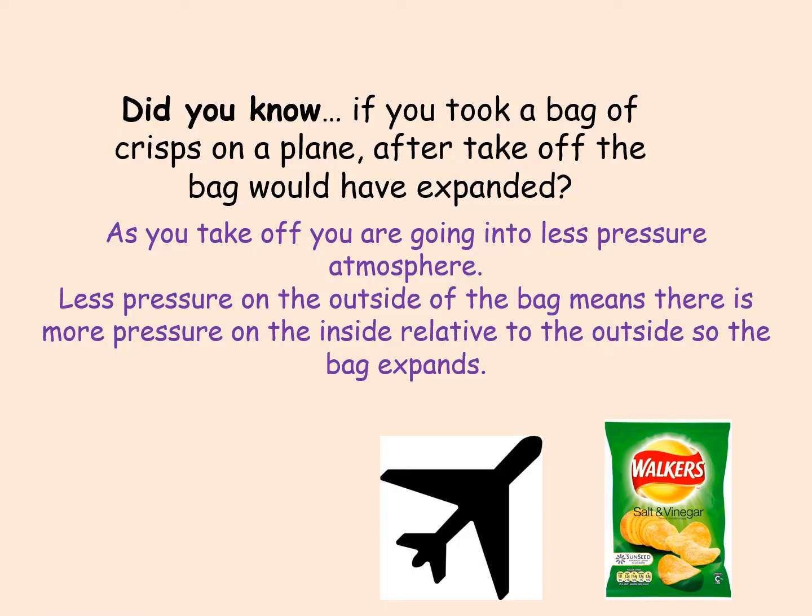And then the extension questions. So if you took a bag of crisps on a plane, after takeoff the bag expanded. So as you take off, you're going to less pressure atmosphere. There's less pressure on an aeroplane. Less pressure on the outside of the bag means there is more pressure on the inside compared to the outside, so that's pushing outwards. If you were to go into less and less pressure, eventually the pressure inside becomes so much that the bag would burst.